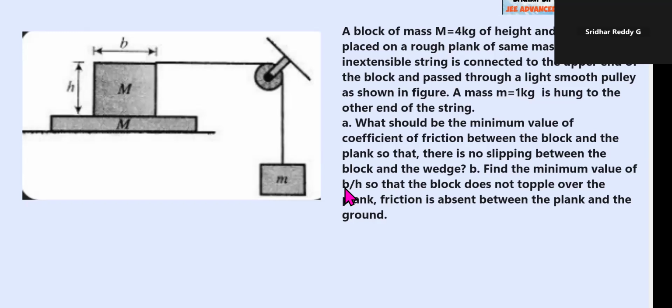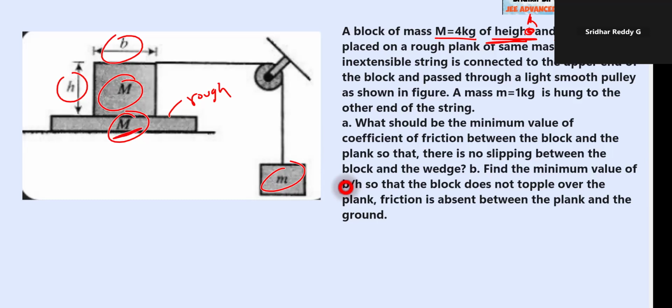Okay, there's a question based on a block upon a block and the friction. There's one block here, and there's another block. First, we'll proceed like this. A block of mass 4 kg, height h and breadth b. This is the height h and the breadth b, on a rough surface.